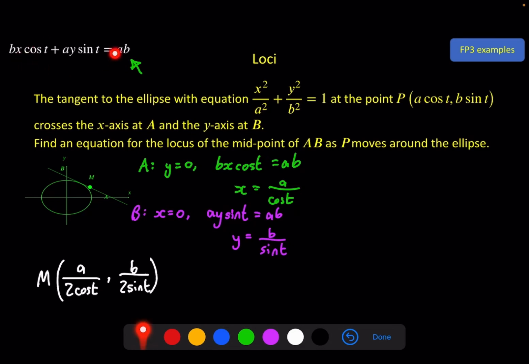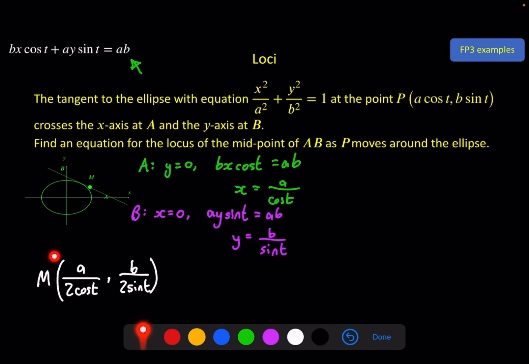So by finding the equation of the tangent, substituting in the points we know to get the coordinates that we don't yet know, we can then find the midpoint coordinates. Now, this is the interesting part of this question. The coordinates of M are dependent on a parameter t, which of course will change as P changes. a and b are fixed for whichever specific ellipse we've got, but t is not fixed. So as t changes, P moves around the ellipse, and M moves as well.